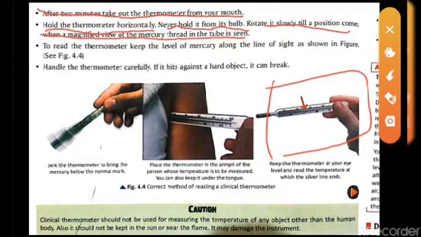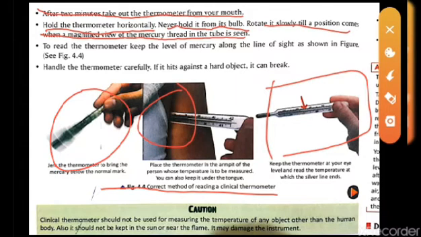So it is also told, you can see diagram 4.4. Here you can see first it is jerked. After jerking, they put it under the underarm, and after that they leave it for 1 to 2 minutes. After that we read it over here, and we should not touch the bulb part. We should hold the end part, the other part, and we have to keep it in the horizontal position, and then we have to see the reading.